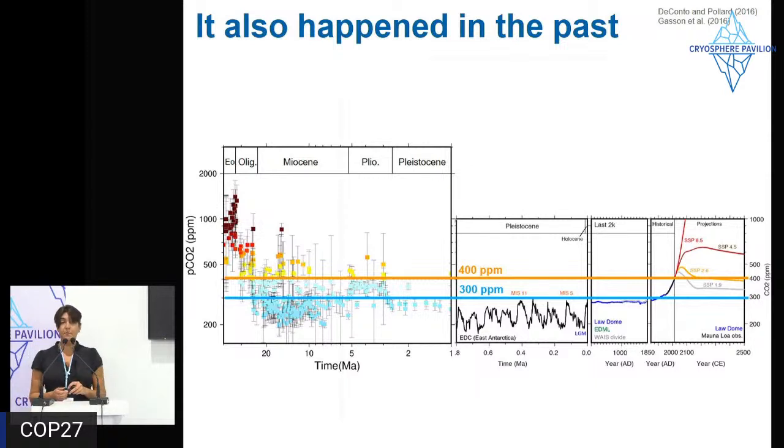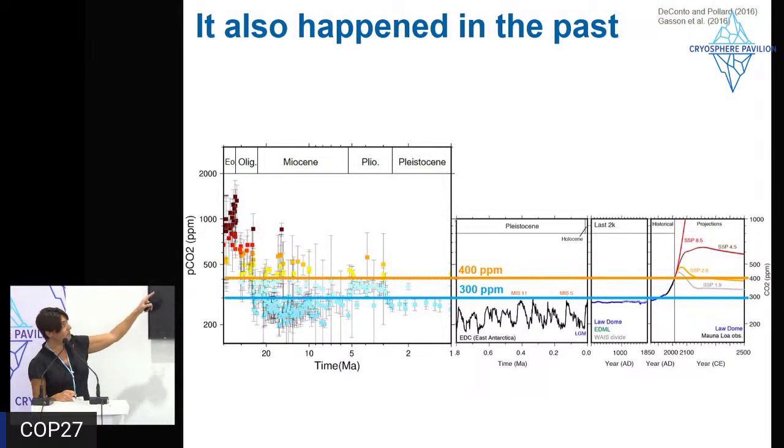It also happened in the past. That's the last slide of this presentation, but I wanted to give you this past perspective, because it's important to understand that what we're projecting is not an invention, it's not a science fiction movie, it's really happening. This graph shows you the reconstruction of CO2 in the past, up to when Antarctica started to glaciate, 34 million years ago.